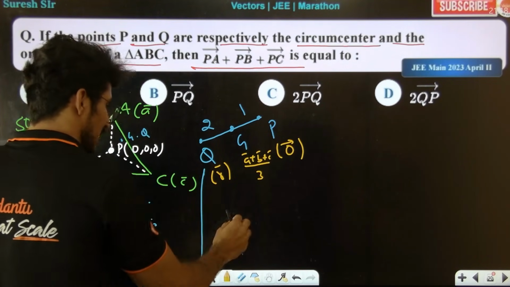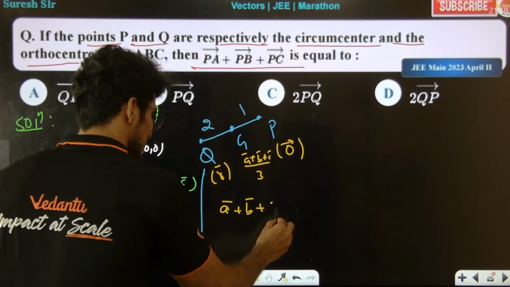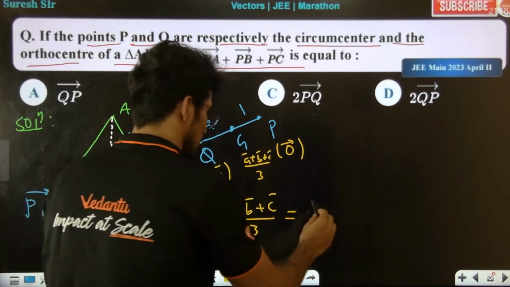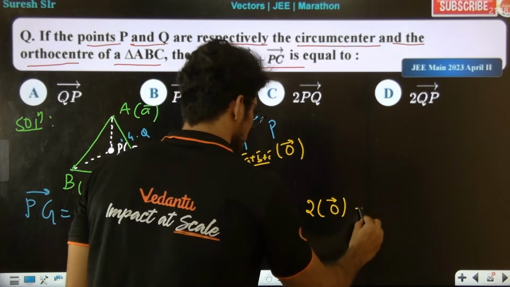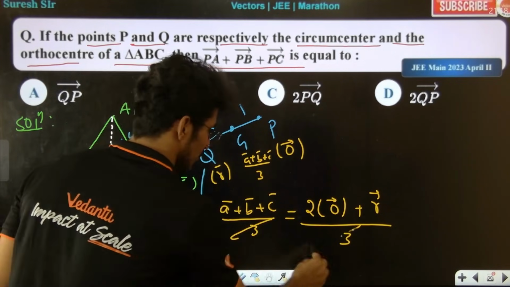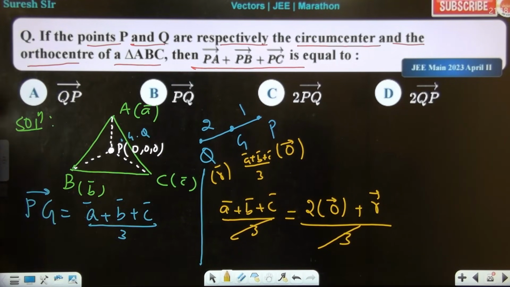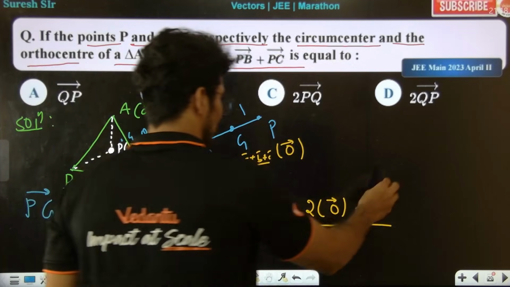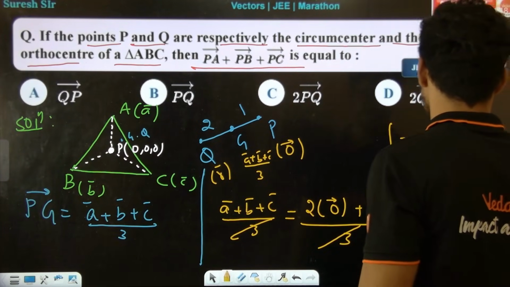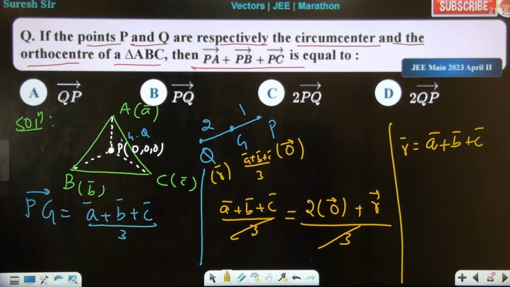Now tell me, (A vector plus B vector plus C vector) divided by 3 is equal to (2 into 0 vector plus 1 into R vector) divided by 3. Do you agree? The 3 cancels. Now tell me what I am left with. R vector is equal to A plus B plus C. What is R vector? R vector is basically A plus B plus C, I got. What is A plus B plus C?